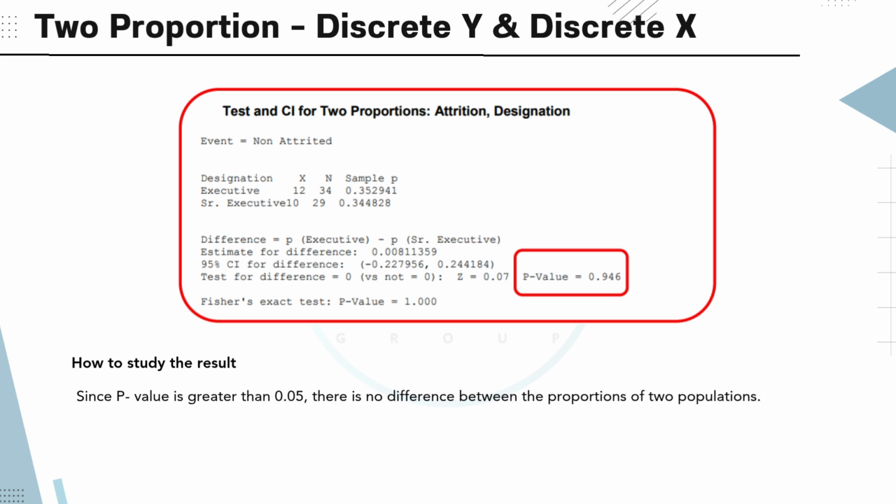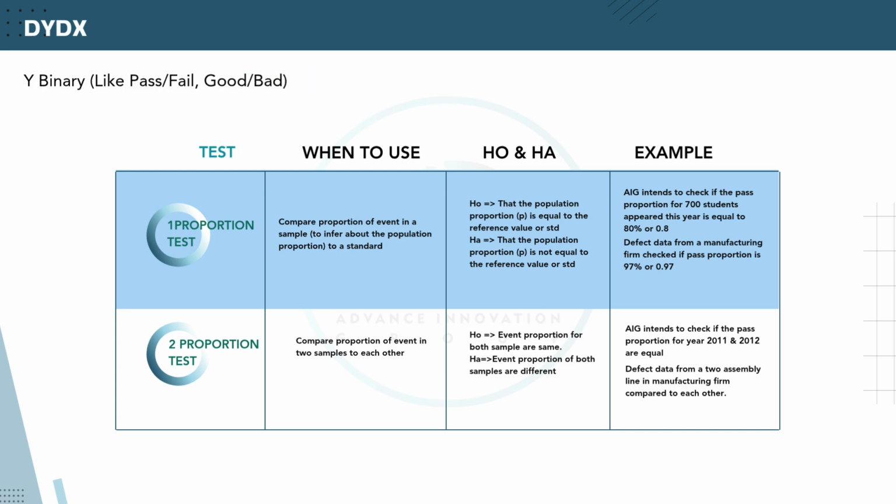This means there is no statistically significant difference between the two groups' proportions. Additionally, the Fisher's exact test also gives a p-value of 1.000, which further confirms that the proportions are not significantly different. So, in simple terms, based on this data, we conclude that attrition rates between executives and senior executives are statistically the same. This slide provides a quick comparison between the one-proportion test and the two-proportion test, both of which are applicable when your response variable, y, is binary.